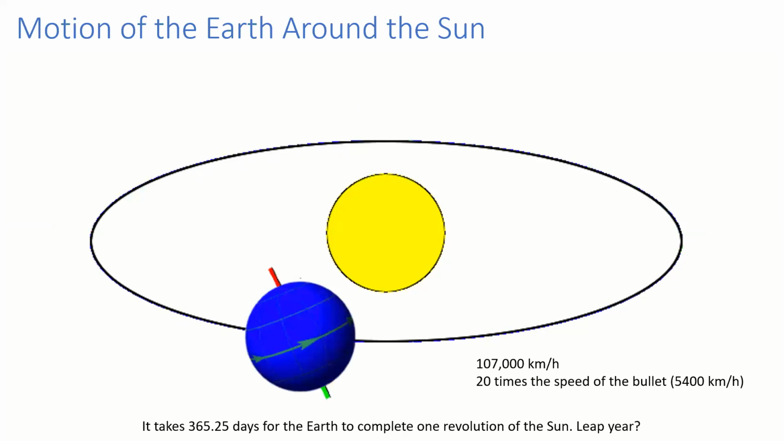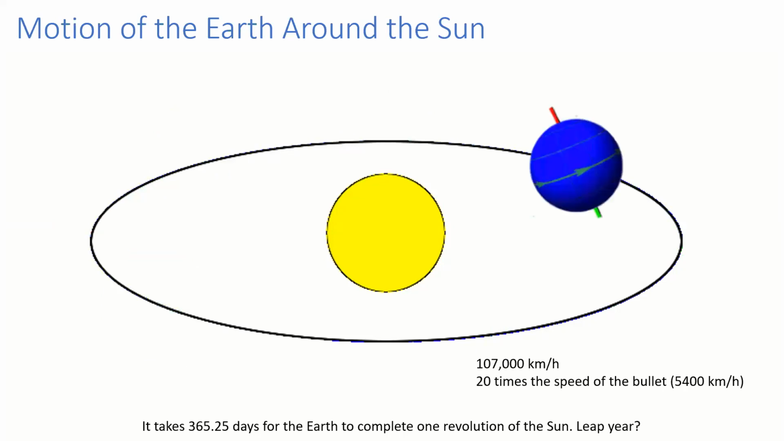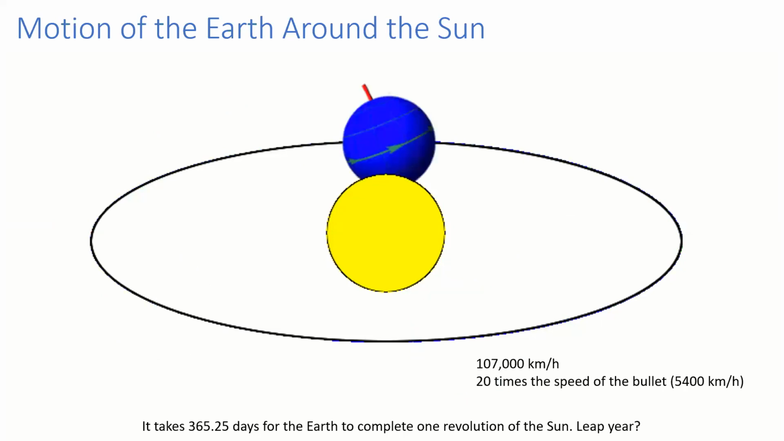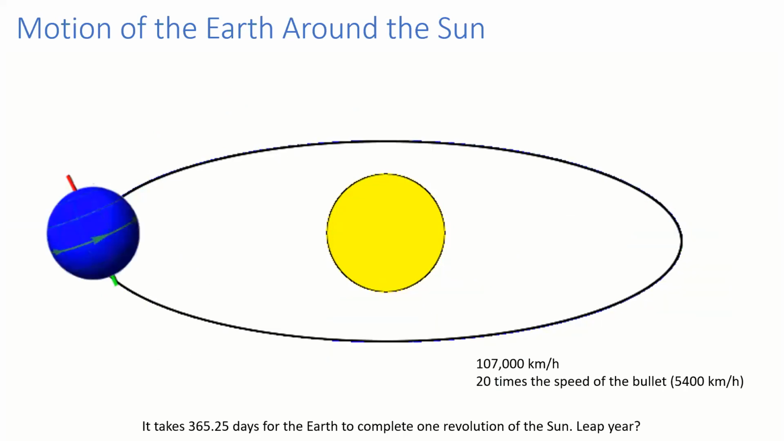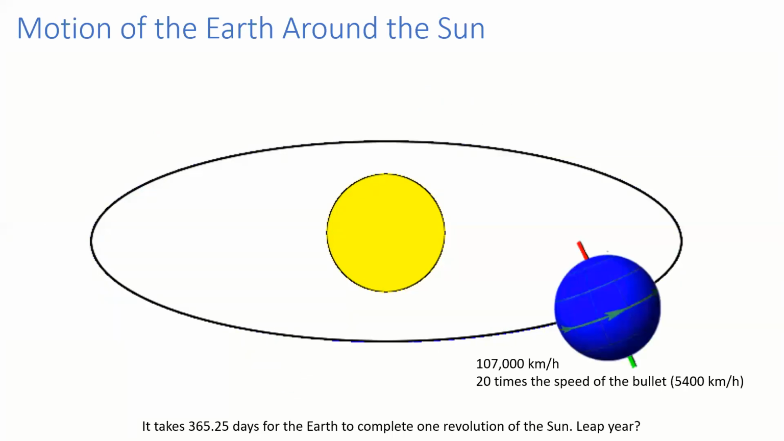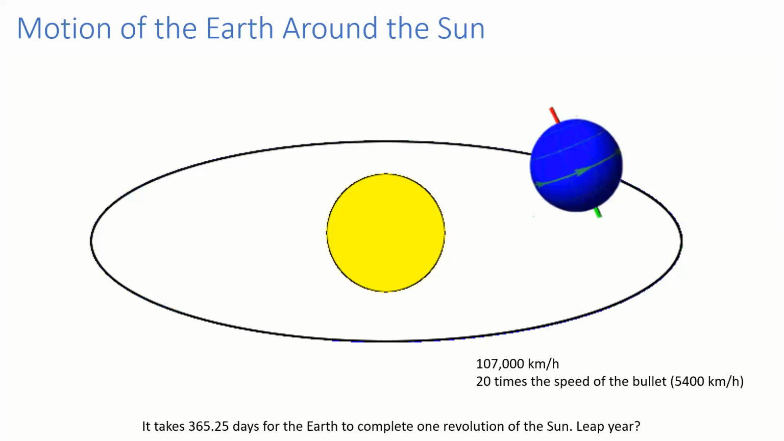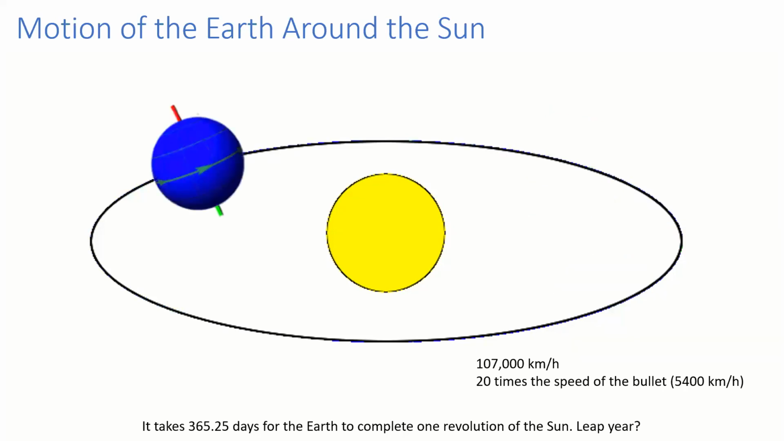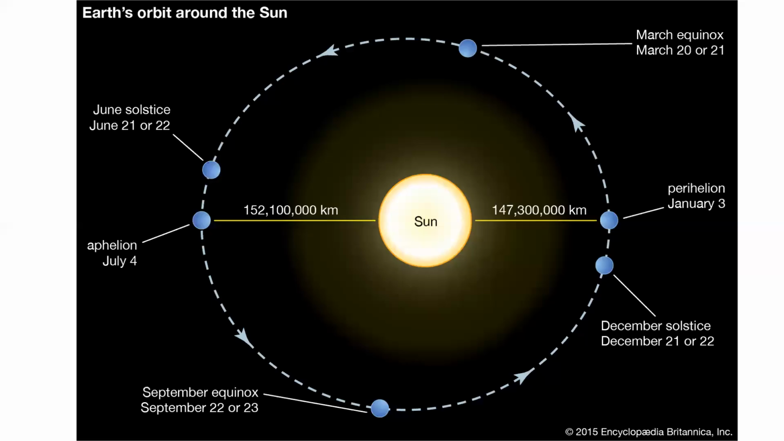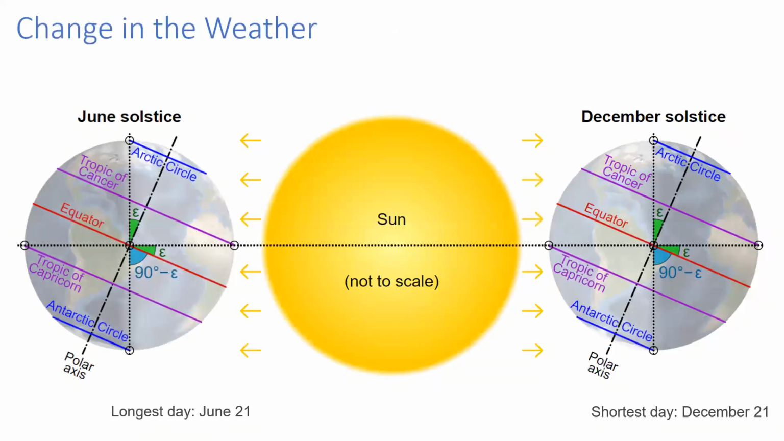Just to give some kind of a number, when the Earth is moving around the sun, the speed is 107,000 kilometers per hour, which is about 20 times the speed of a bullet. The fastest bullet that we have developed till today has a speed of 5,400 kilometers per hour. So the Earth is moving around the sun at a speed which is 20 times the fastest bullet speed. So this is the speed at which it is moving around the sun, and while it is rotating, again it is very fast. We'll come to that.